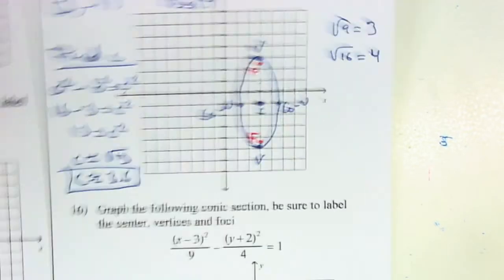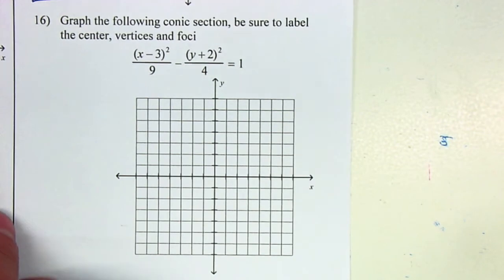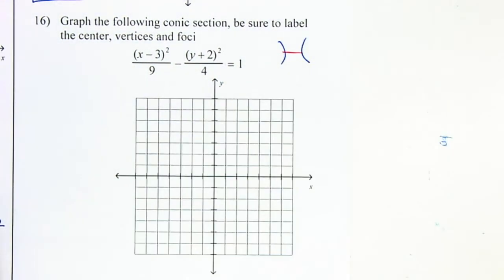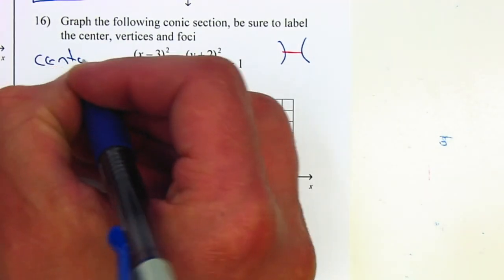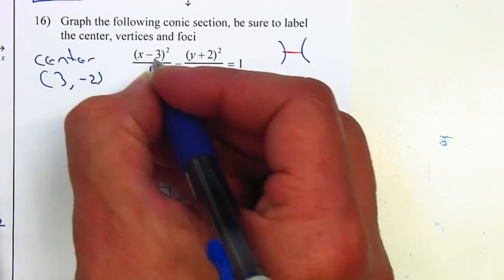Number 16. Graph the following conic section. First, you need to be able to recognize what type of conic section this is. There's a minus in between, so I know this is going to be a hyperbola. First, my center. My center is 3, negative 2, your x and then your y.